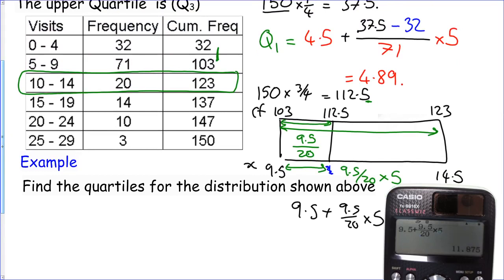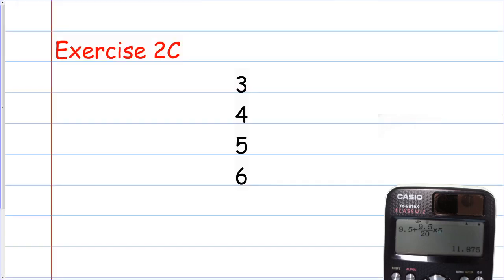You need to be happy with either the box method or the formula method for finding quartiles. I'd suggest now you have a go at the rest of 2C. Questions 3, 4, 5, 6 are all using the grouped data median interpolation method, not the list data one that we did at the start. Have a go at these and that will conclude this lesson.